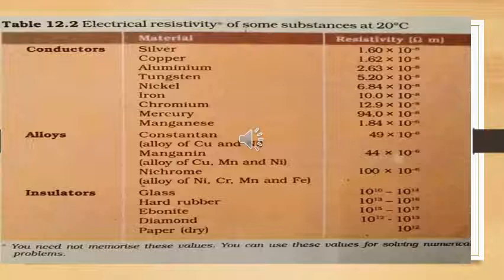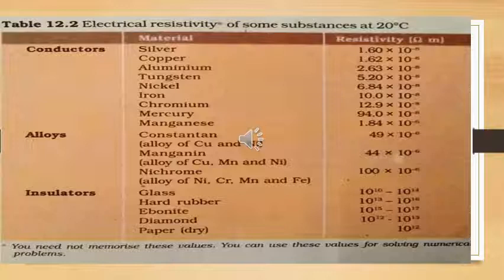The table shows electrical resistivity of some substances at 20 degrees Celsius. See the conductors. Low resistivity, the good conductors of electricity, include silver, copper, aluminum, tungsten, nickel, iron, chromium, mercury and manganese, because they have low resistivity.